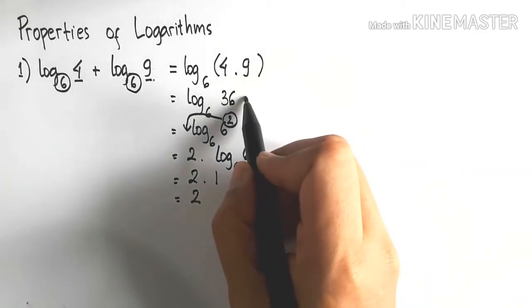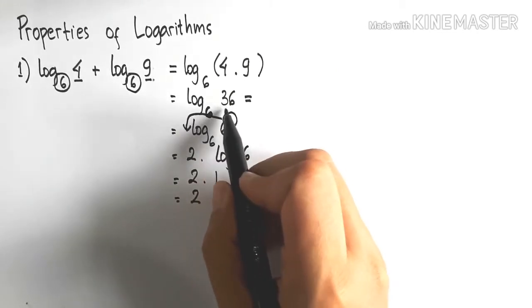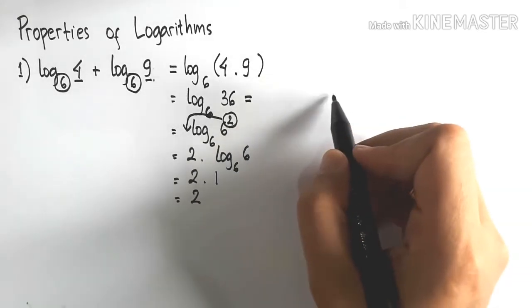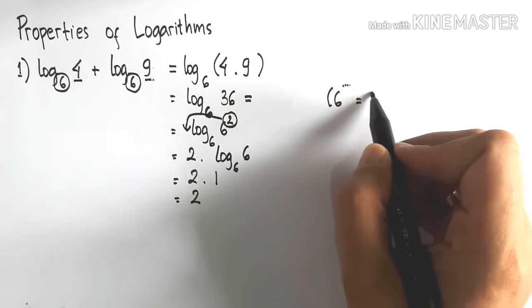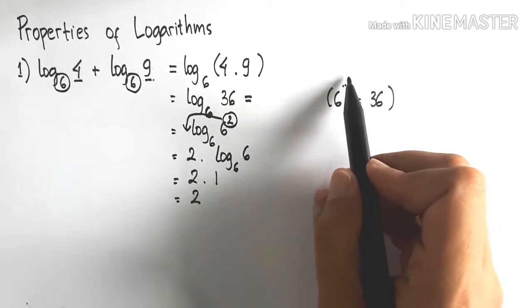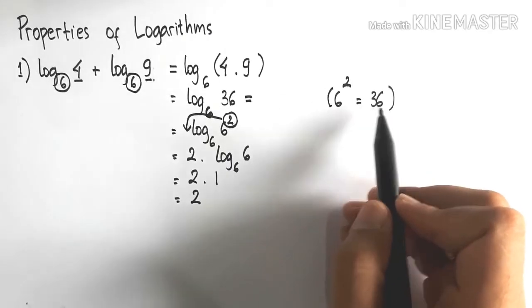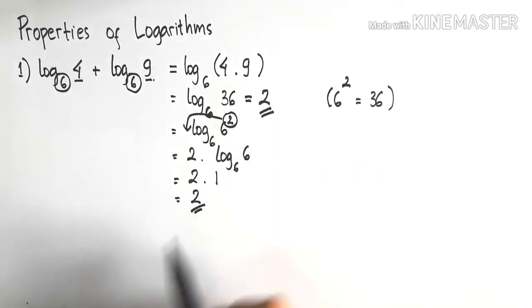2. Or in this step, you can guess log base 6 of 36. What is the exponent that makes 6 to the power of that exponent equal 36? You find the exponent. So the exponent will be 2. 6 squared equals 36. So we can find the answer 2. It is the same.